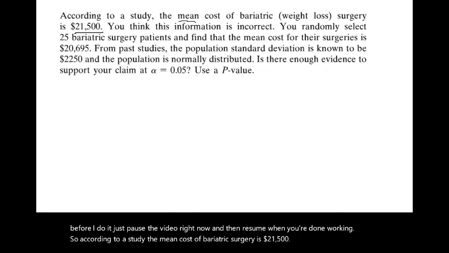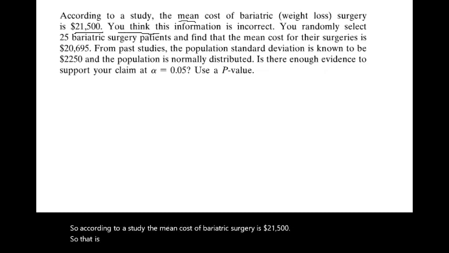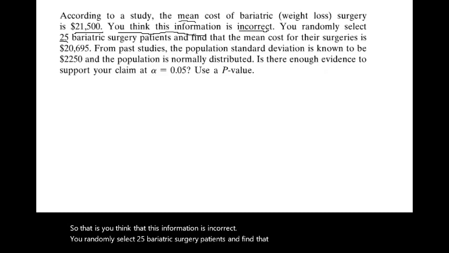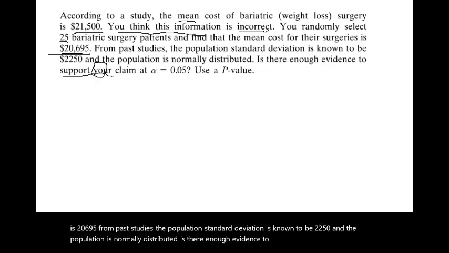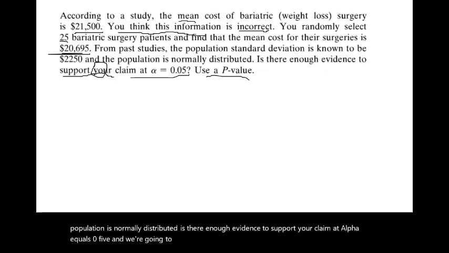So, you think that this information is incorrect. You randomly select 25 bariatric surgery patients and find that the mean cost for their surgeries is $20,695. From past studies, the population standard deviation is known to be 2250, and the population is normally distributed. Is there enough evidence to support your claim at alpha equals 0.05? And we're going to use a p-value for this.